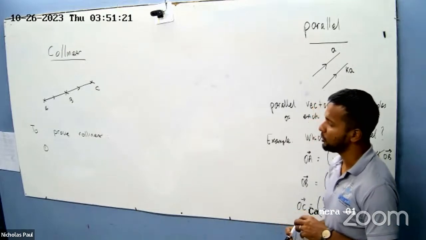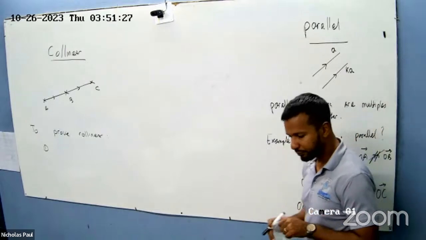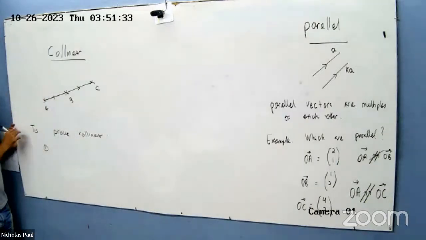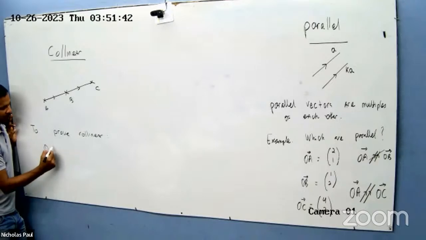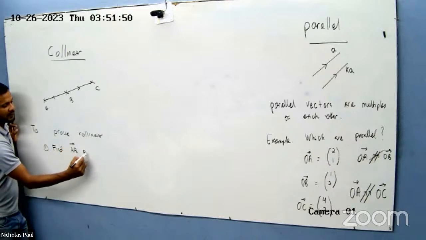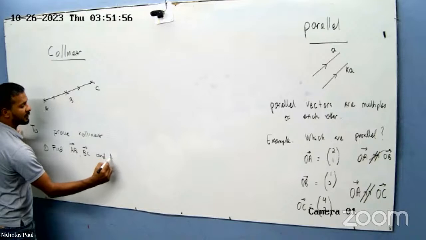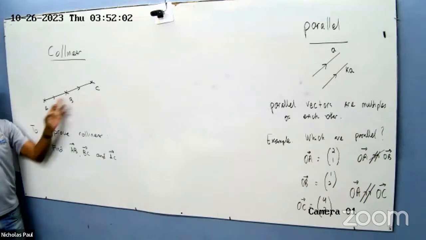So I'll give you the steps I have to take, right? First step, to prove that it's collinear. This is the hardest thing in vectors, right? To prove collinear, you have 3 things. You have to find AB. You have to find BC. And you have to find AC. So you have 3 things to find: AB, B to C, and A to C.